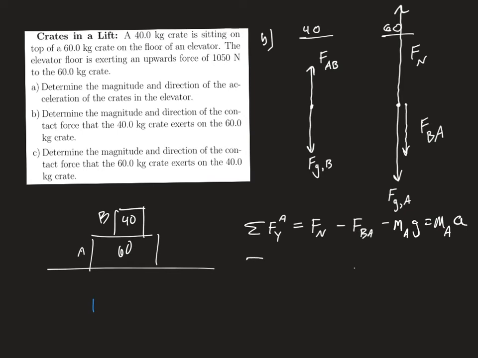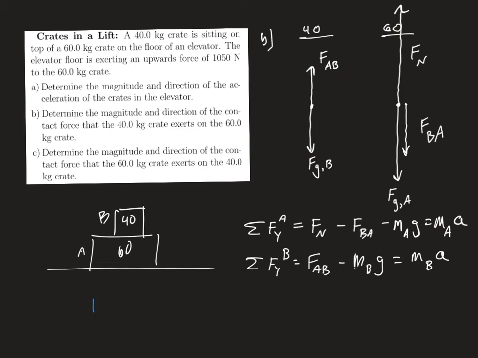Okay, let me do the same thing for block B. There are two forces on block B, FAB, minus, and again let's write mB times g. That's equal to mB times the acceleration of block B, where they have the same acceleration. That's a property of objects being coupled, that they move the same. Their velocities and accelerations are going to be the same.